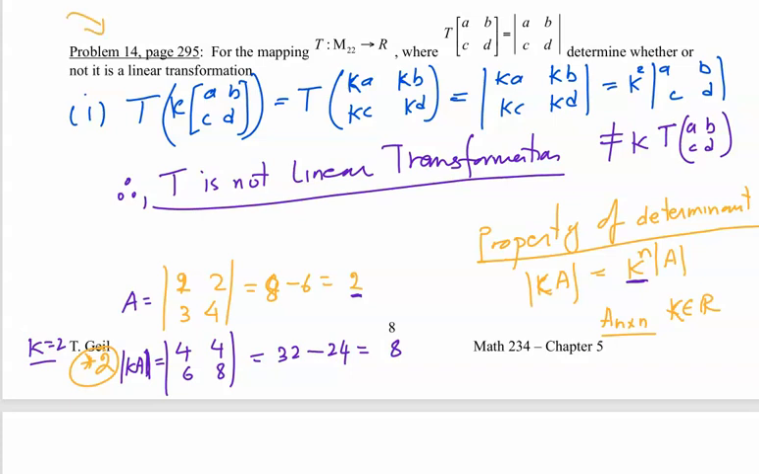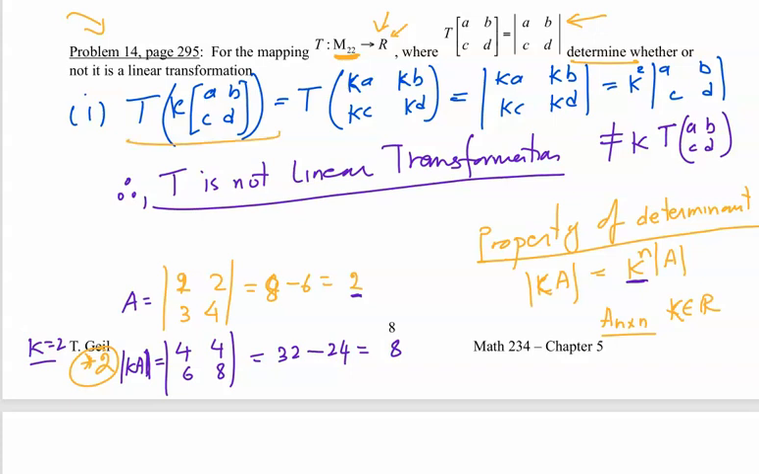Problem 14. The transformation is from a 2 by 2 matrix to a constant again. The special constant is the determinant. So when you do the transformation, the matrix changes into a constant number, which is the determinant of that matrix, okay?